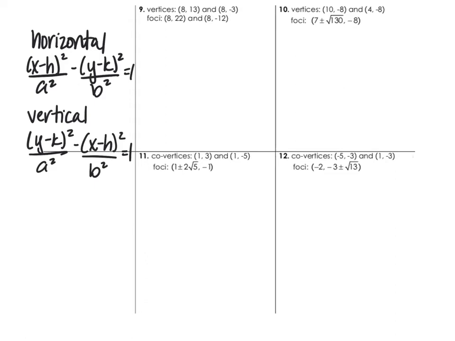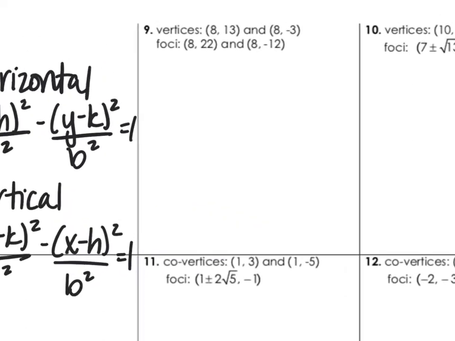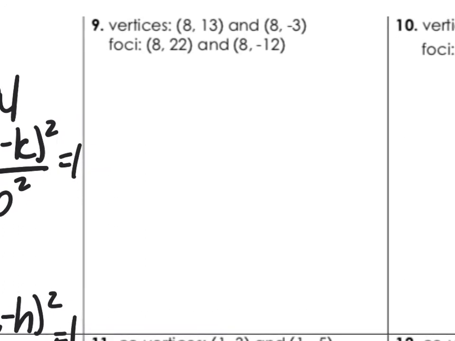For these examples, I'm only going to do a few of them since they all have vertices or co-vertices and foci. So let's look at number 9. In number 9, we are given vertices and foci. So we're going to start off with finding the midpoint of the vertices, and that is going to give us the center.